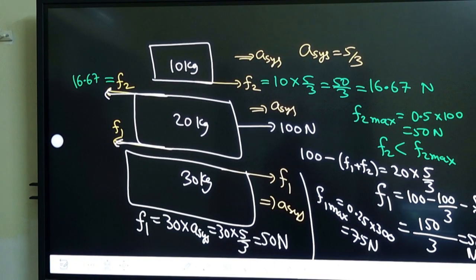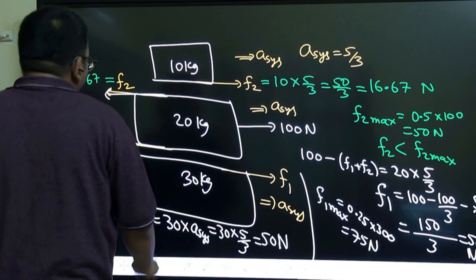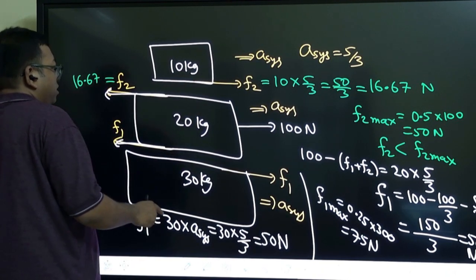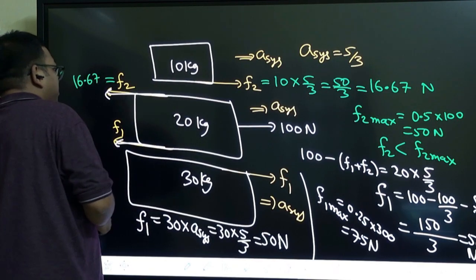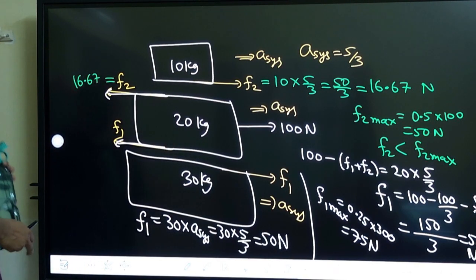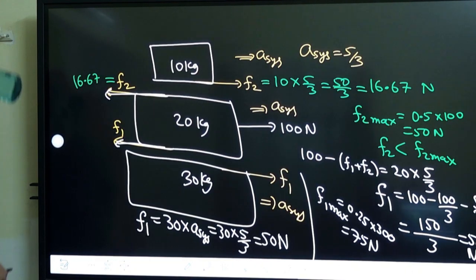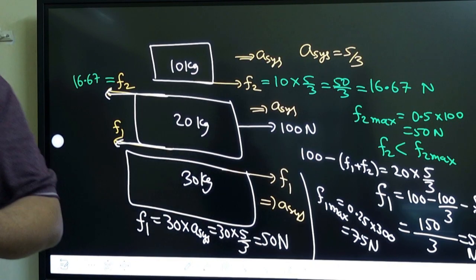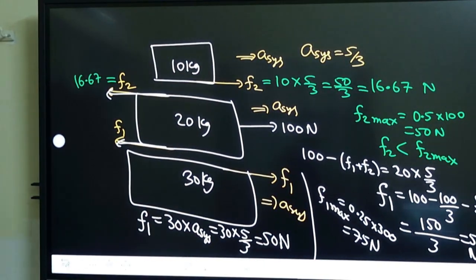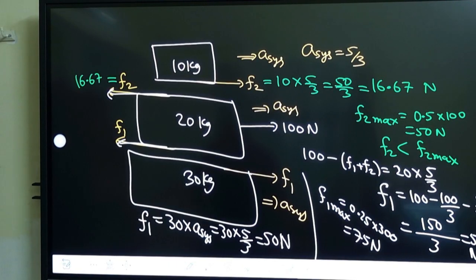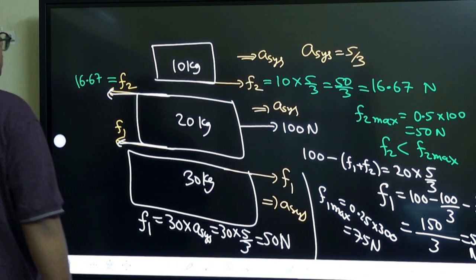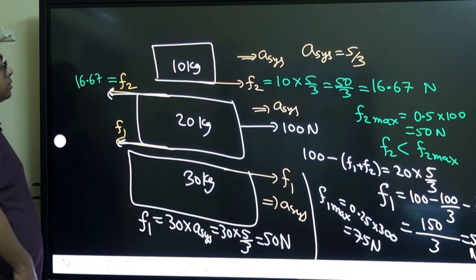But the problem will happen if sliding happens somewhere else. Suppose here some sliding happens, and here sliding does not happen. Possibility is there. In advance they may ask. For advance they can ask.